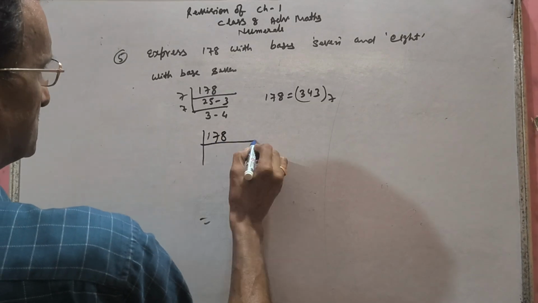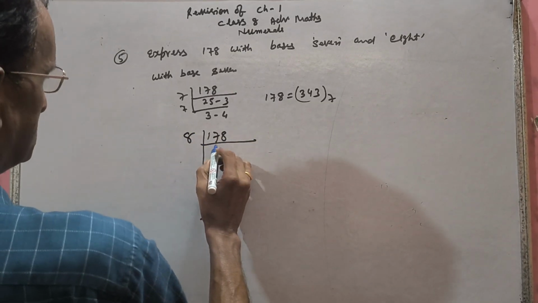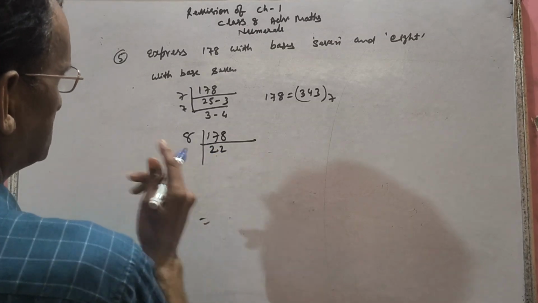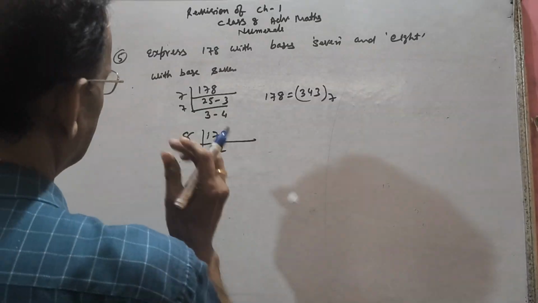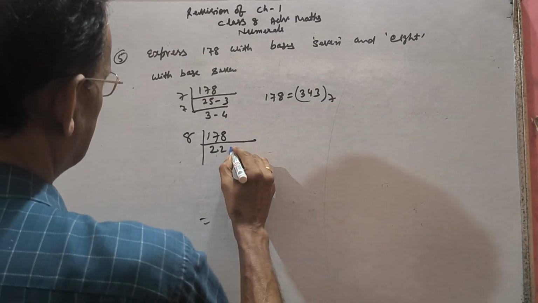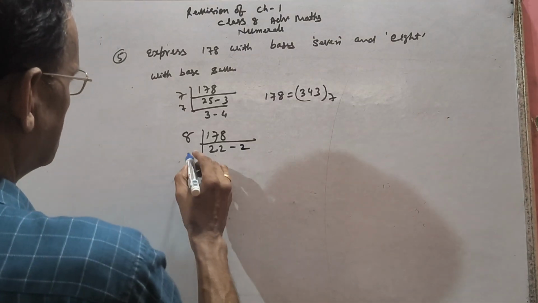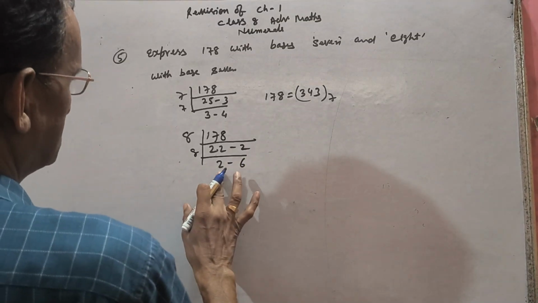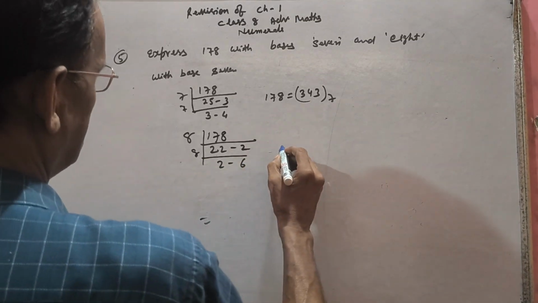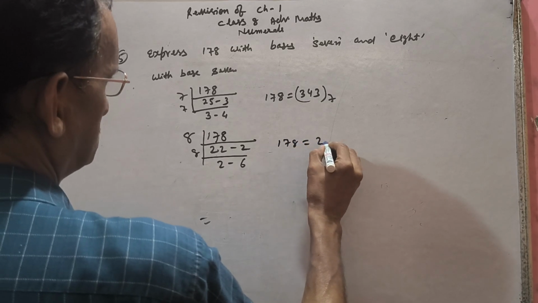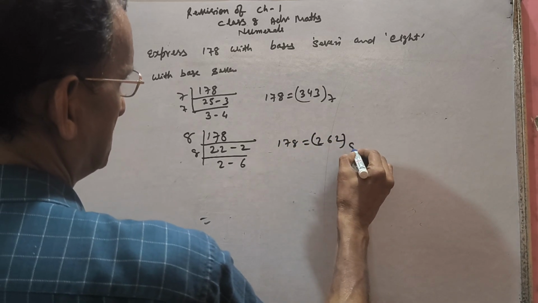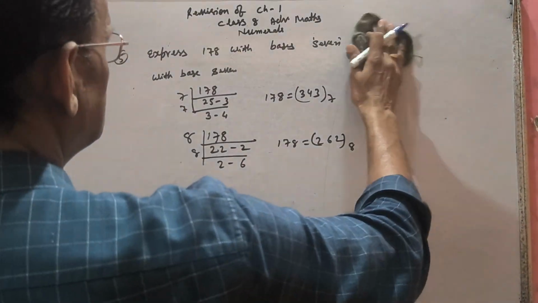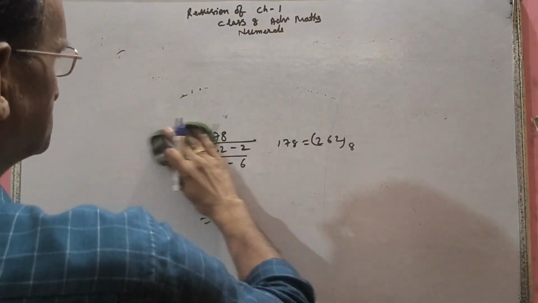178 divided by 8. 8 times 2 is 16, remainder is 2. Then again divide by 8, 8 times 2 is 16, remainder is 6. So that's all, it is less than 8, so now we can't divide more. So 178 equals 262 base 8. Okay, so this you understood. Next number now.